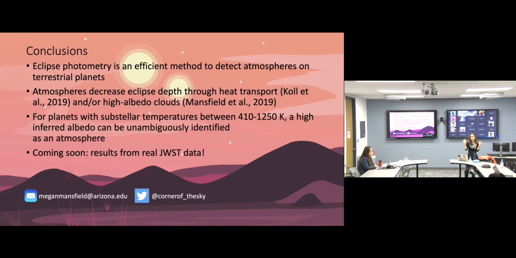Because if it's thick enough to transport heat to the night side, then that'll still cool the day side off because that heat gets shifted around. You wouldn't be able to detect a thinner atmosphere than that if it's totally cloud-free. So there is a lower limit on the surface pressure that you'd be able to detect.